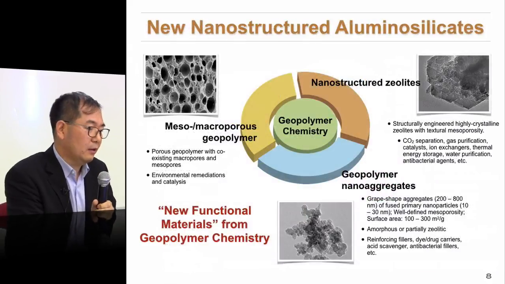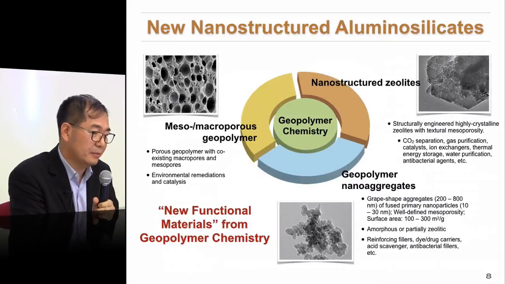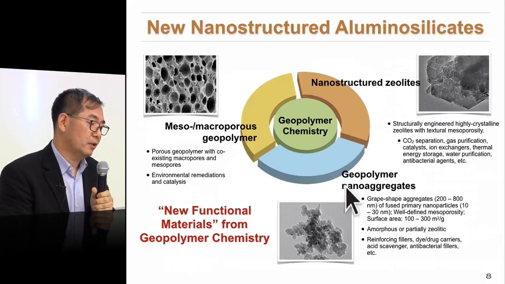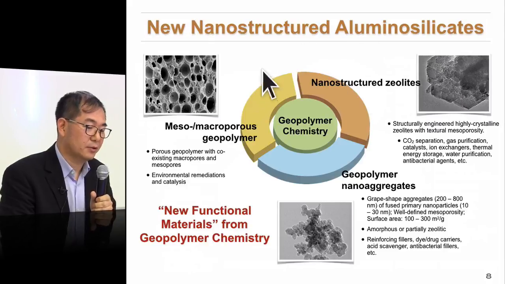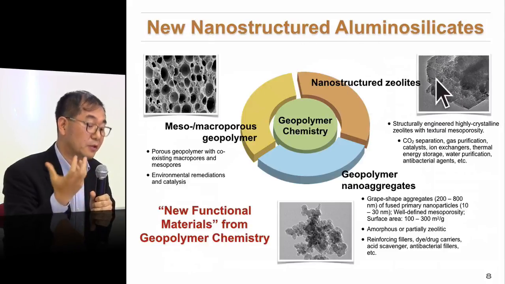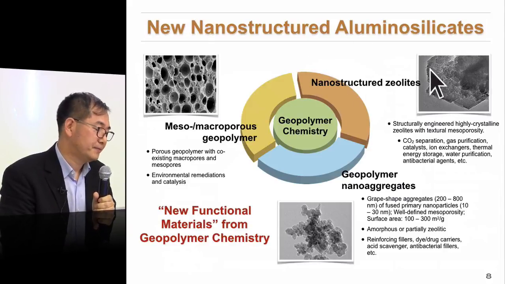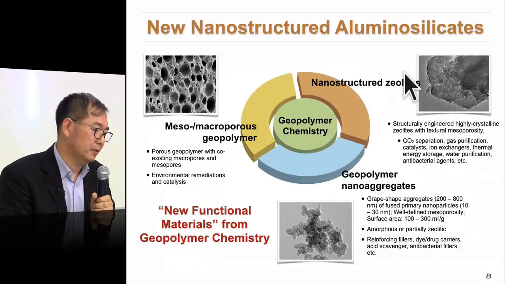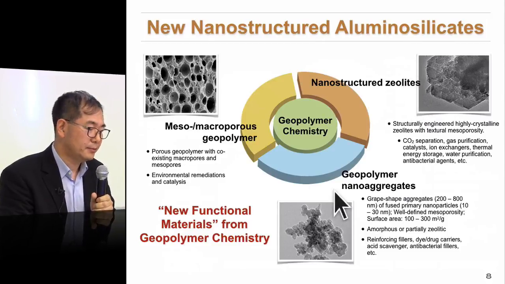So along this way, we've been doing this for several years. We have been able to produce 3 different types of nanostructured aluminosilicates using 3 different types of synthetic methods. One is meso-macroporous geopolymer, then geopolymer nanoaggregates, and nanostructured zeolites. These nanostructured zeolites are basically zeolite nanoaggregates, so we consider this as nanoaggregates as well. But then there are highly crystalline zeolite nanoparticles. So today I will just briefly talk about these 2.